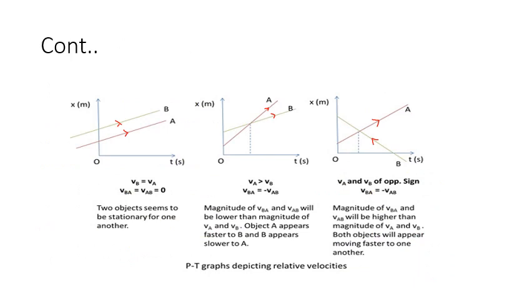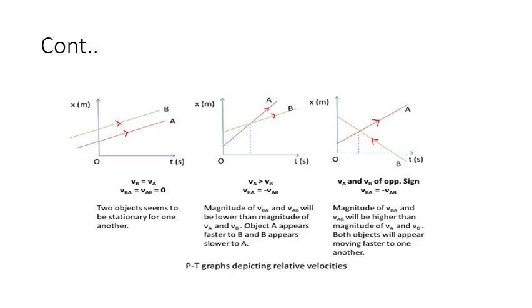Now, students, we are going to see what the position time graphs depict about relative velocities, right? So already we have discussed the two conditions. Whenever two objects are moving in opposite directions, your relative velocity will be added up. If both the objects are moving in the same direction, your relative velocity will be the difference between the two velocities. Is that clear? Now we'll see the graphical method.